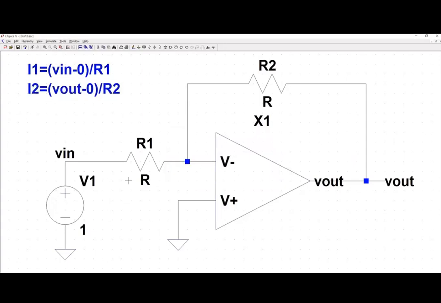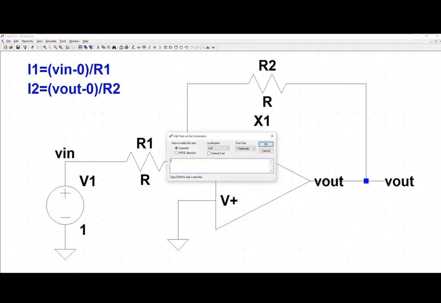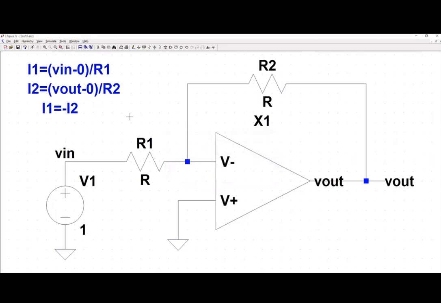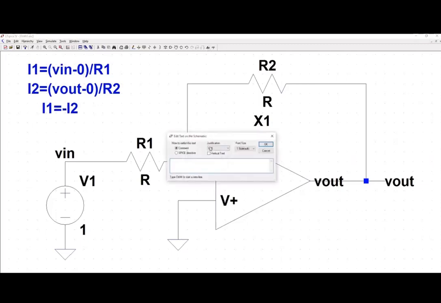Now we know that the sum of currents flowing into the node is equal to the sum of the currents flowing out of the node. So we have I1 flowing in this direction, then we have I2 flowing in this direction, which means they're equal and opposite, which means that I1 is equal to the negative of I2. So we have I1 is equal to negative I2. And to put down one more equation, we have that the gain is equal to V out divided by V in.